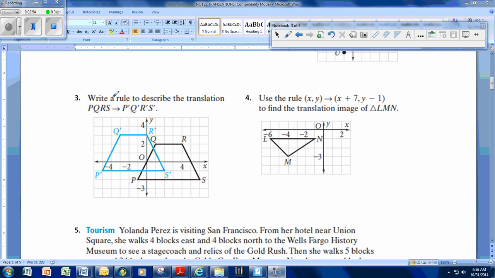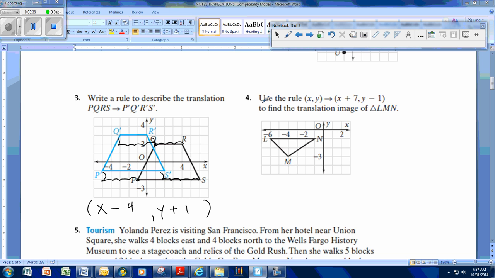Next thing we're going to do is write a regular rule to describe the translation from PQRS to its image P prime, Q prime, R prime, S prime. It looks like the original shape in black moved to the left and then up. We just have to figure out a rule for that. If I just look at one of the points, let's say P, P went left 1, 2, 3, 4. So left 4 would be x minus 4, and then it went up 1, so it would be y plus 1. And as you can see, that rule applies to each point: left 4, up 1.